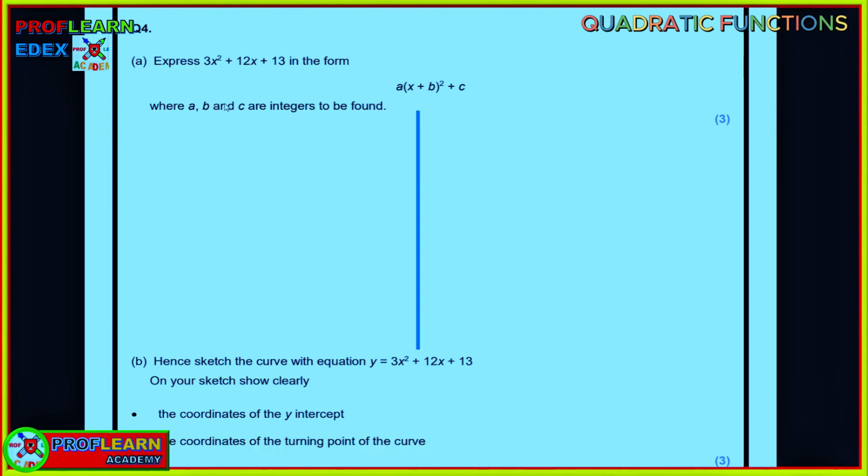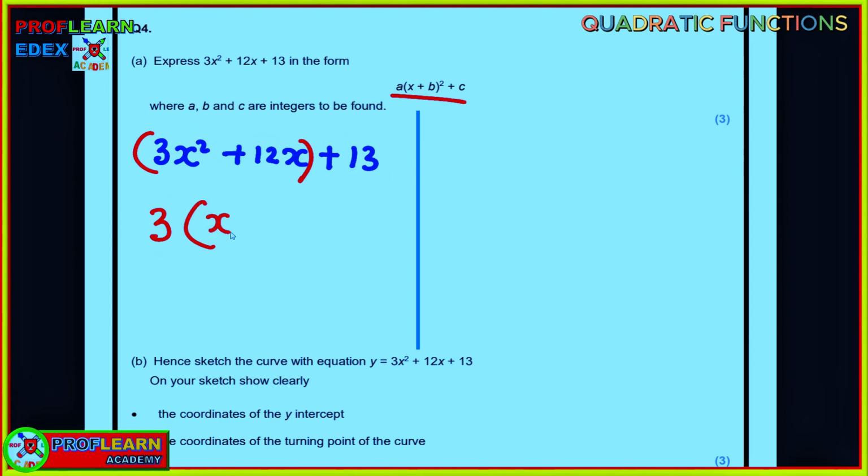So we are having 3x squared plus 12x plus 13. Then I'm going to group these together because I want to arrive at this. Then I'll factor what's common here, and factoring that, I'll factor 3. I'll remain with x squared plus 4x, then plus 13.